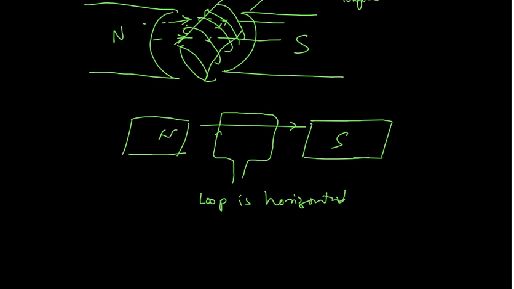Why? Because, looking at A, B, C, D, AD and BC are parallel to the magnetic field B. Therefore, there won't be any cutting effect.